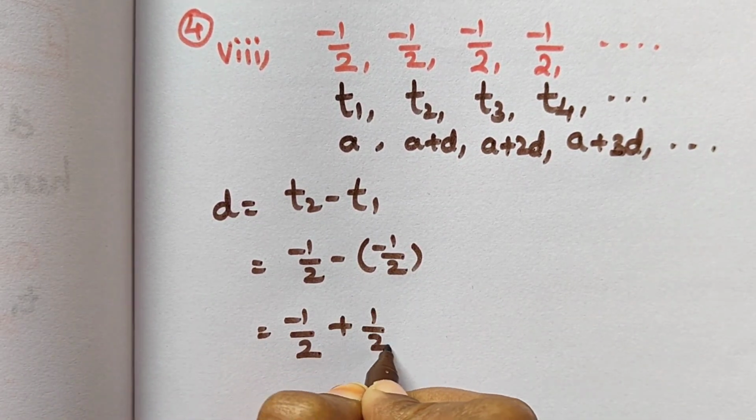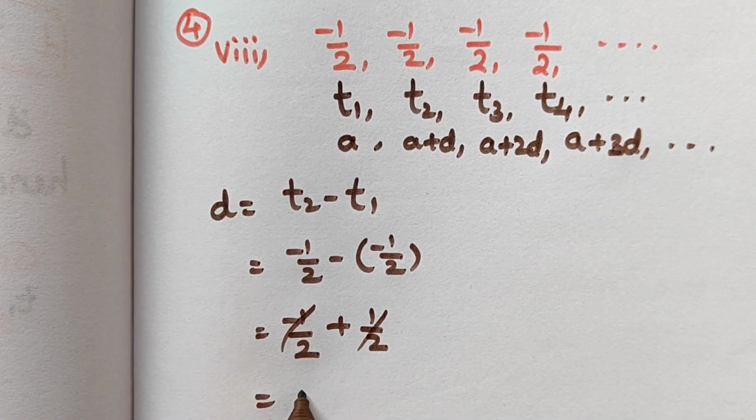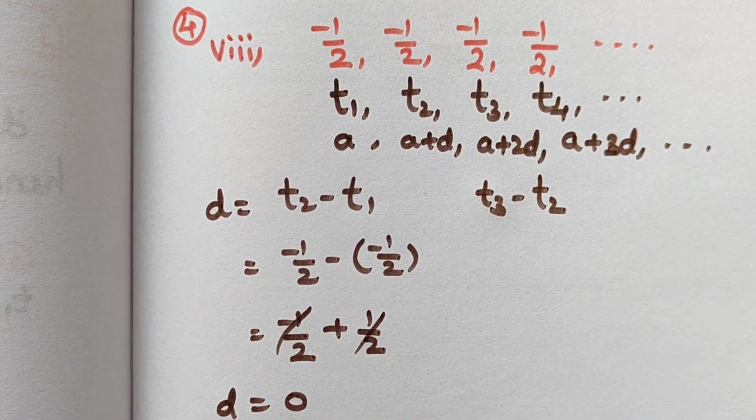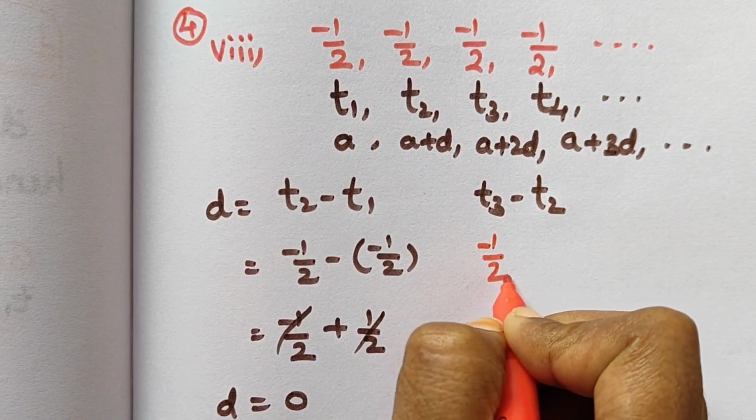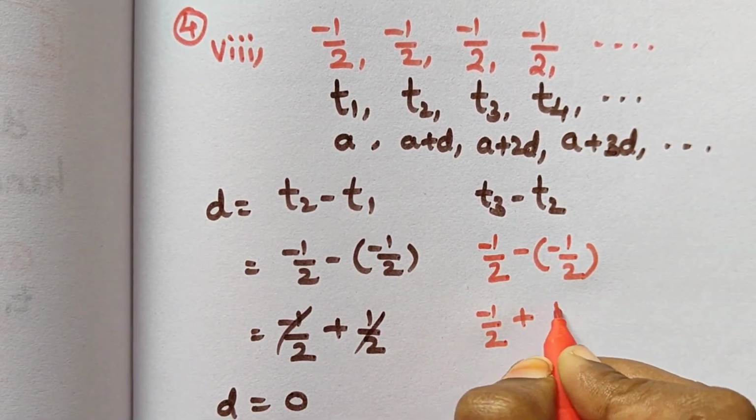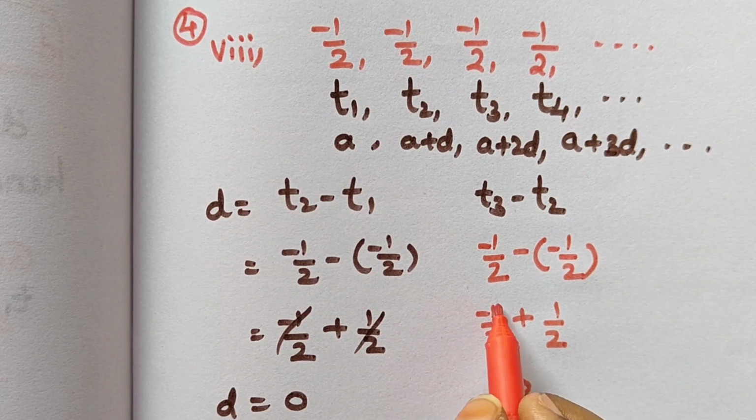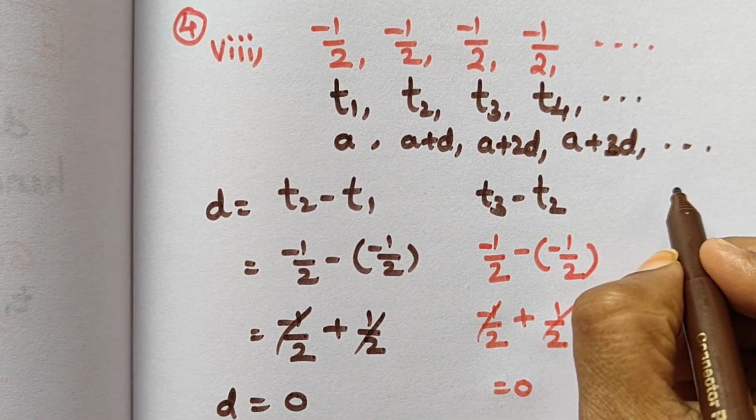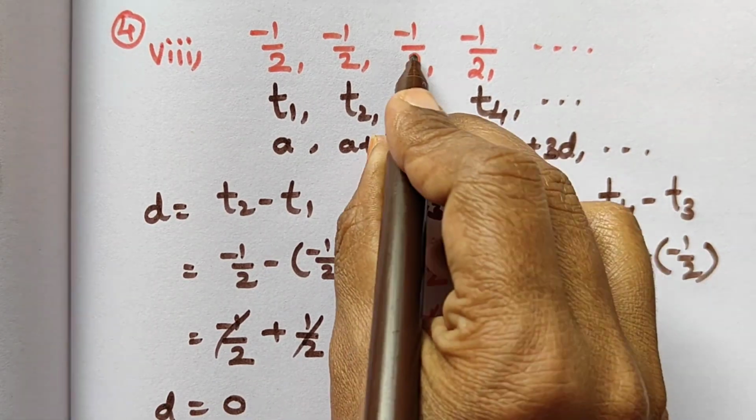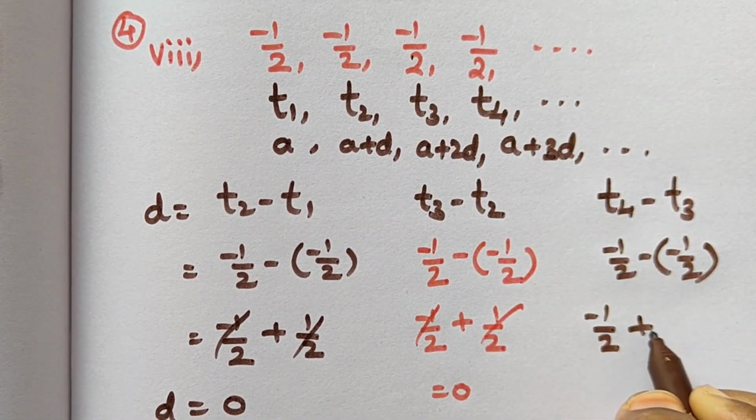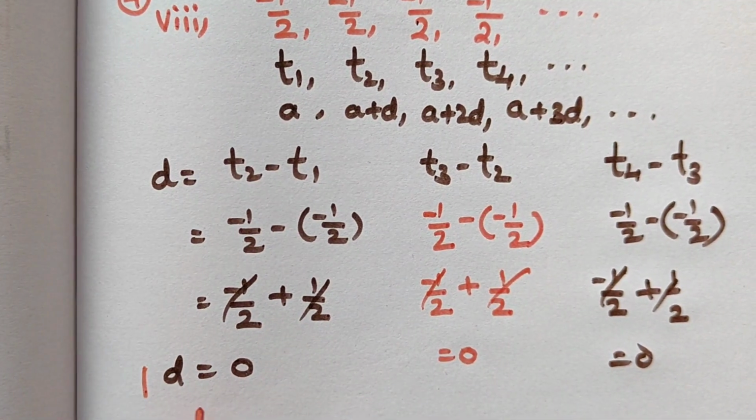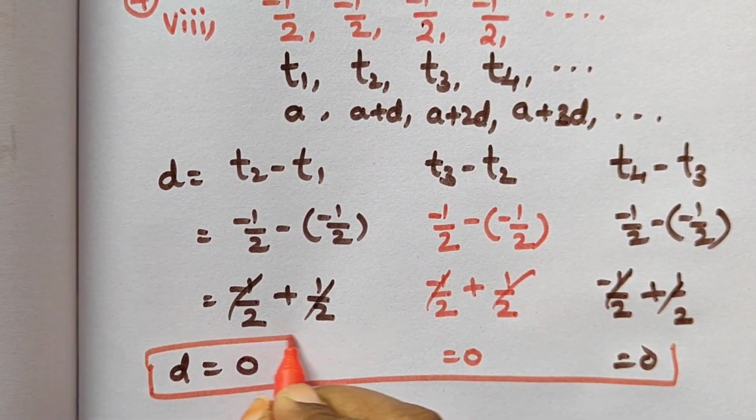Term 2 minus term 1: -1 by 2 minus of -1 by 2, plus and minus cancel, then D is equal to 0. Now term 3 minus term 2: -1 by 2 minus of -1 by 2, minus into minus is plus 1 by 2. Positive and negative cancel, hence D is 0. Next, again term 4 minus term 3: -1 by 2 minus of -1 by 2, -1 by 2 plus 1 by 2, plus and minus cancel, 0. Therefore, there is a common difference between two successive terms.